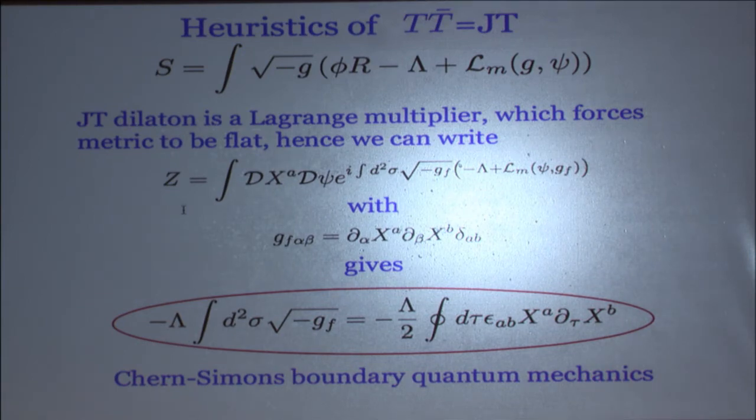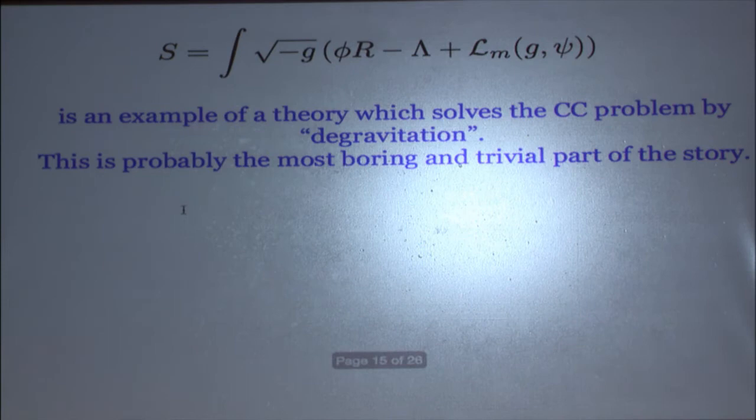But I promised you a solution of the cosmological constant problem. Yeah, that's probably the most boring part of this talk. So this theory does solve the cosmological constant problem by what people would call degravitation. Because independently of the value of the cosmological constant here, this phi, as I said, is a Lagrange multiplier, which sets r equal to 0. But setting r equal to 0 in 1 plus 1 dimensions is equivalent to setting the metric to be flat. So the theory degravitates. There is no cosmological expansion, independently of the value of the initial vacuum energy. As I said, it's probably the most boring and trivial part of the story.